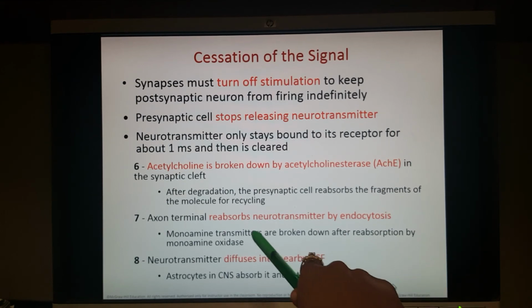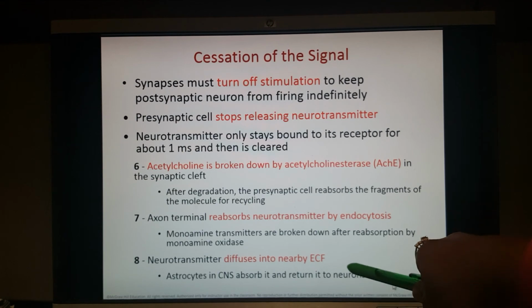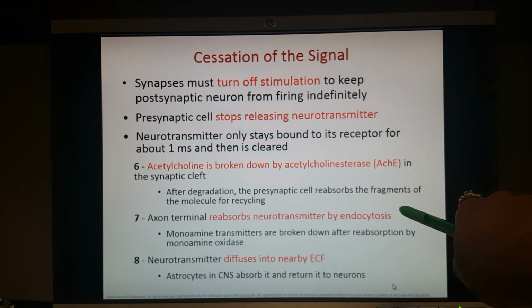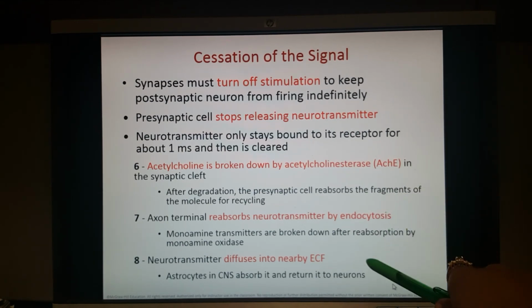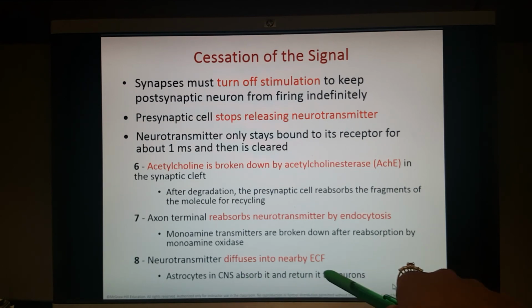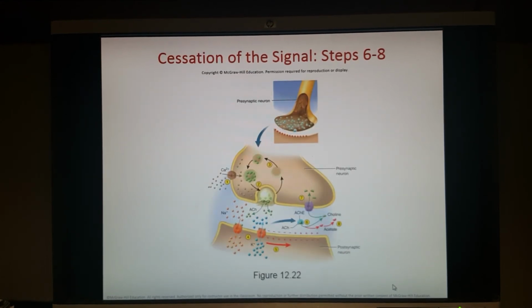Another way to do this is to reabsorb the neurotransmitter. So just having channels that are available in the presynaptic cell, taking in your neurotransmitter to prevent it from binding yet again to a receptor. Next way to stop the signal is to diffuse into the extracellular fluid. So as your neurotransmitter is moving from high to low concentration, eventually it's just going to diffuse out of that space. So no longer able to bind to the receptor.